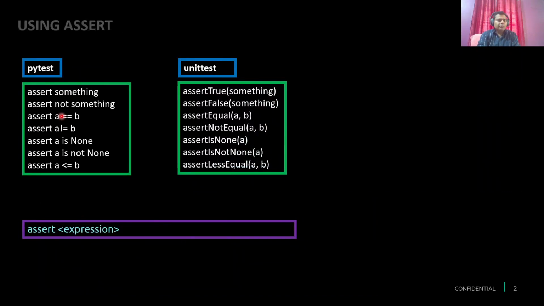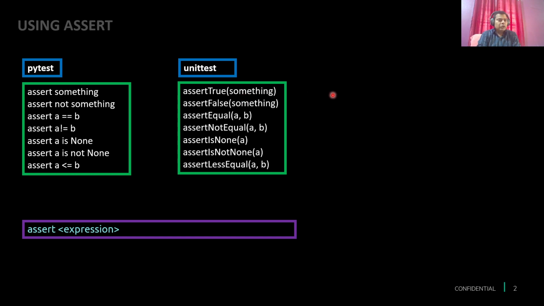Let's get rolling. If you have used unit testing in any programming language, you would remember lots of keywords. In unittest, we have been using assert true, false, equal, not equal, none, not none, less than. So these are the keywords we need to remember, and then we need to know how to use them, where we pass the inputs and what message we give.